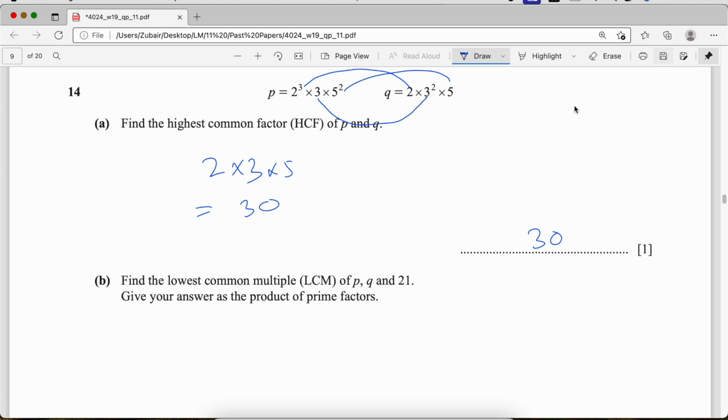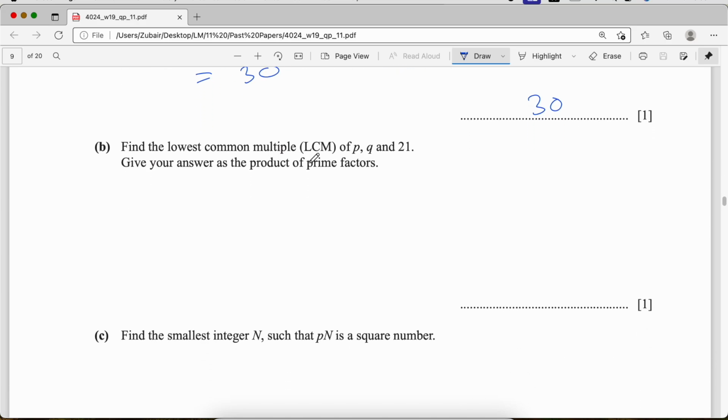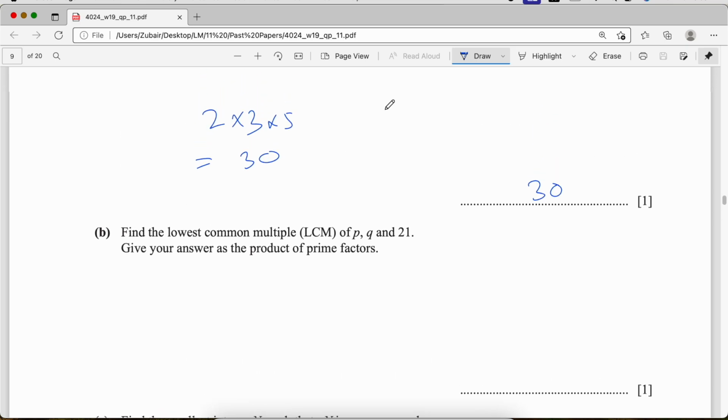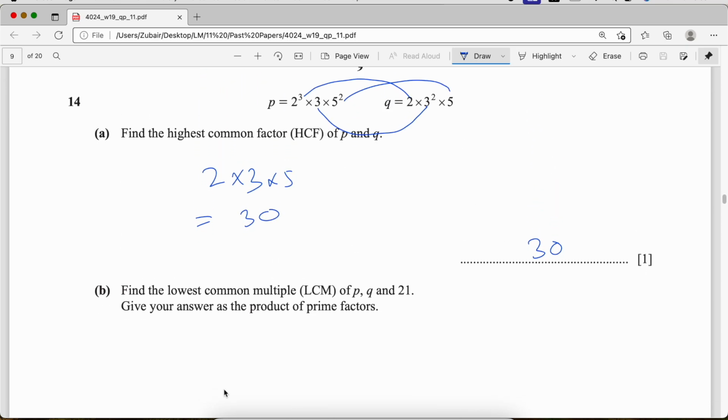Sometimes the number is too large, like the product, you can write it as it is, like 2 into 3 into 5. Find the lowest common multiple of P, Q and 21. I'm just copying it here. P is 2 cube into 3 into 5 square. Q is 2 into 3 square into 5, and 21 is 3 into 7.